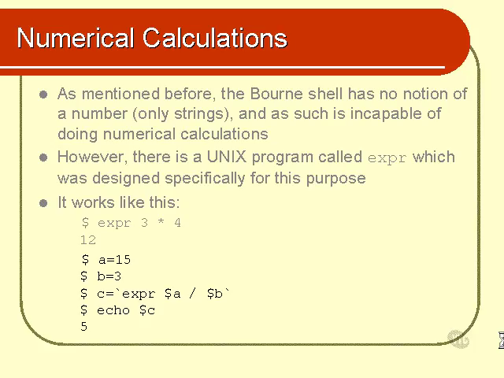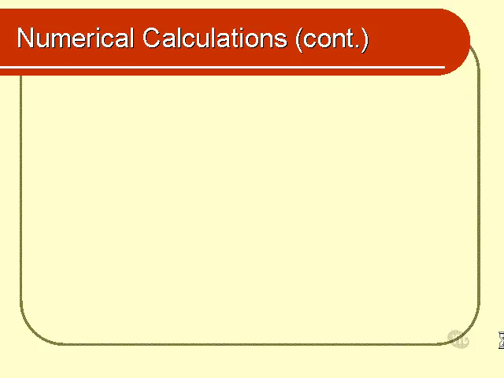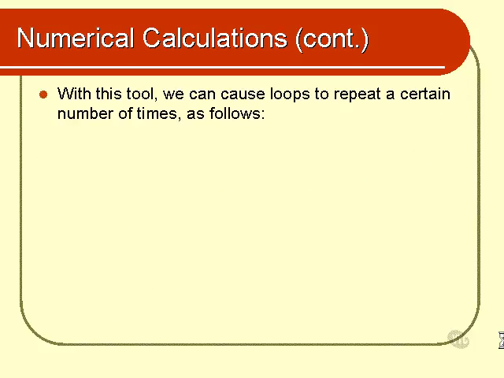So what I'd like to show you now is a simple way that you can use this expr program in conjunction with a loop. Because what we very often want to be able to do is cause a loop to repeat its code block a certain number of times. Like we might simply want to count up from 1 to 100 or something similar. And this is how you do that in the shell.